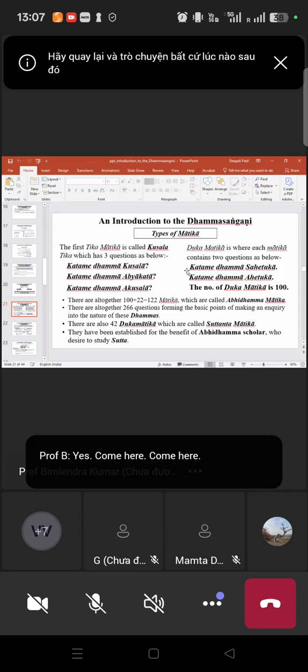Can you explain the term chitta in Dhammasaṅgaṇi compared with the term chitta in Buddhist tradition? In Buddhist tradition or in Dhammasaṅgaṇi?